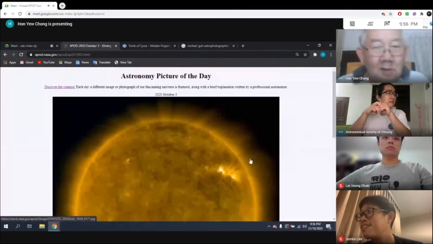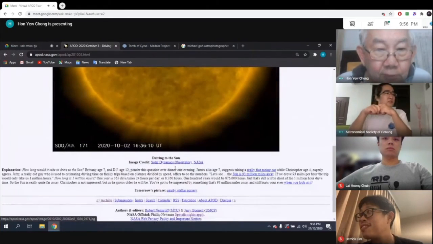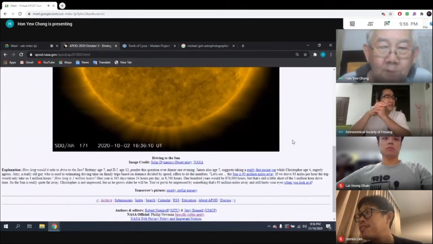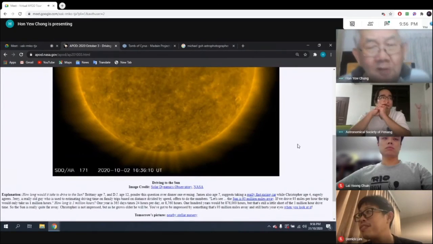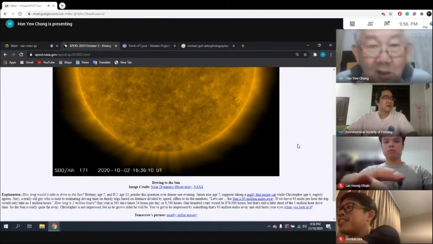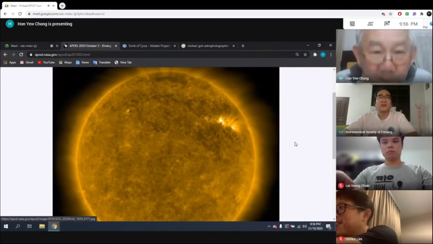Now this doesn't look much, but it's interesting. 3rd October, driving to the Sun, SDO, Solar Dynamics Observatory. Remember, the most powerful telescope in space observing the Sun is Solar Dynamics Observatory by NASA. Remember, about 9 years ago, we did a big NASA event in USM, you know, and two of the NASA scientists came to USM. One of them is the team leader, Dr. Jaya Bajpai. She actually was one of the scientists working on SDO, right?